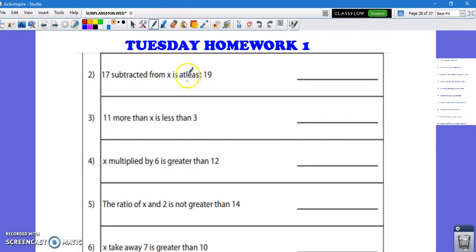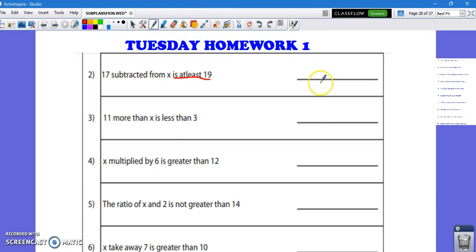Okay, so let's write these. 17 subtracted from x is at least 19. So let's first break this apart. Let's do the is at least 19. Remember, at least 19. At least means there is a cap. Okay, and whoops, I put it the wrong way.